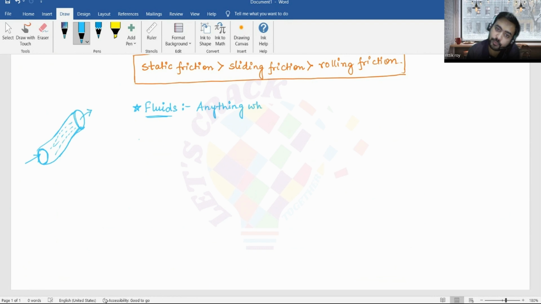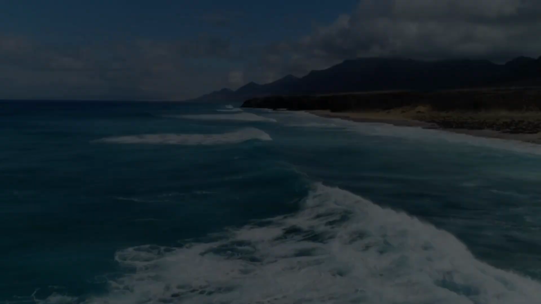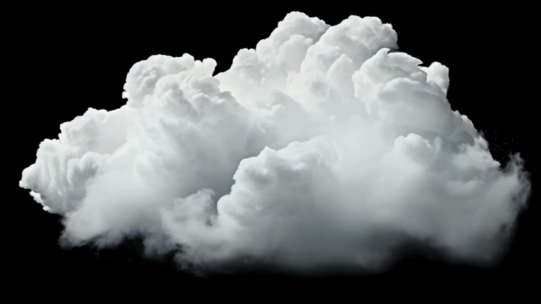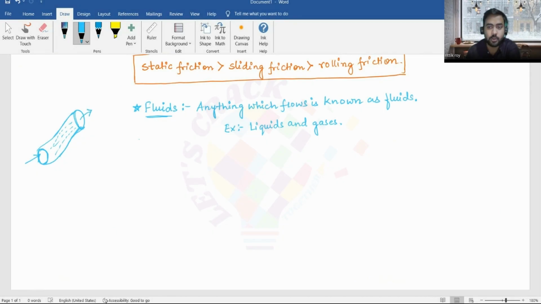Anything which flows is known as fluids. Okay, so what are they? Example is liquids and gases. So anything which flows is known as fluids. Yeah, example, liquids and gases.